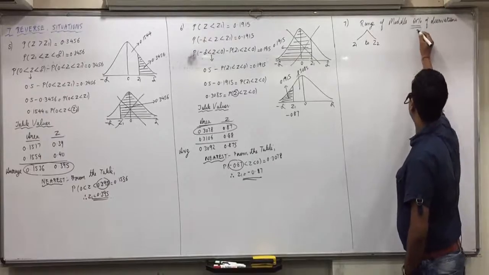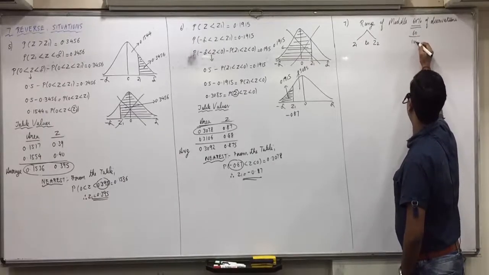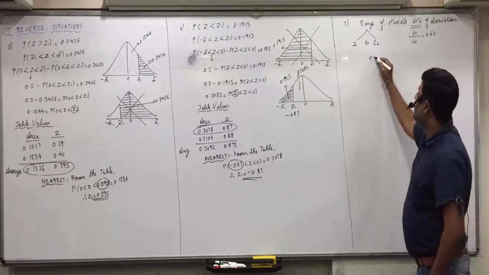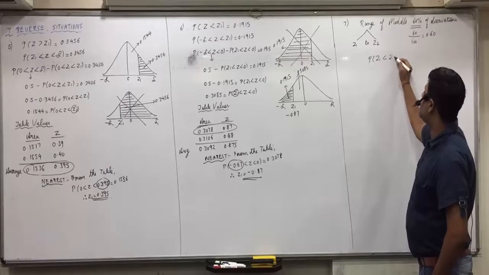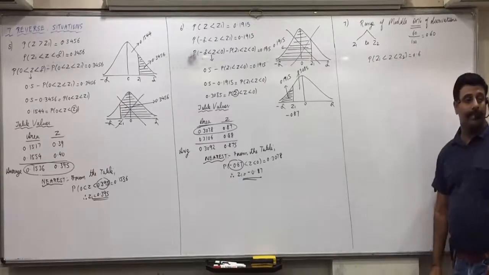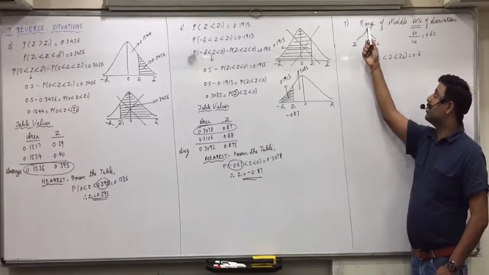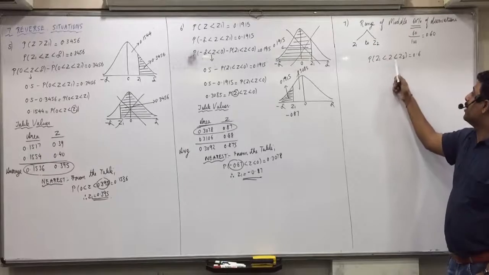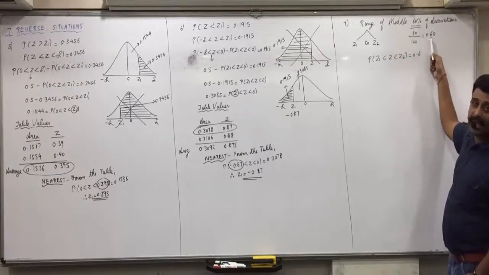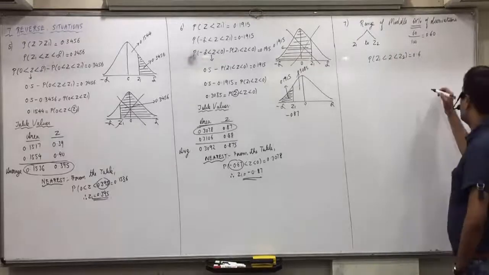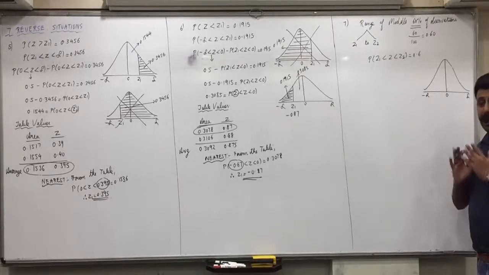And 60% means probability would be 0.6. So I can write it as Z1 less than Z less than Z2 is 0.6. Range means the probability that area between Z1 and Z2, 60% means the area is 0.6. Did you understand this?